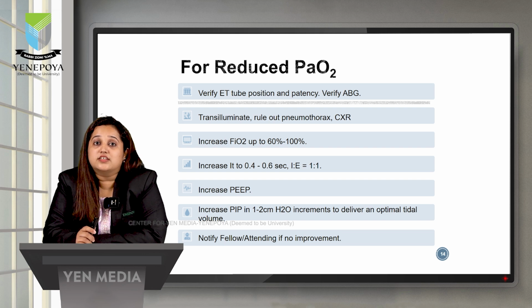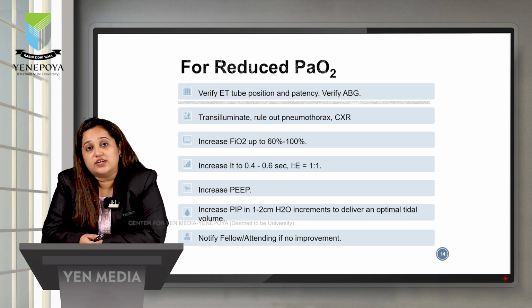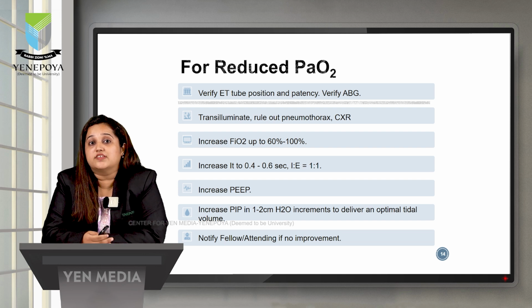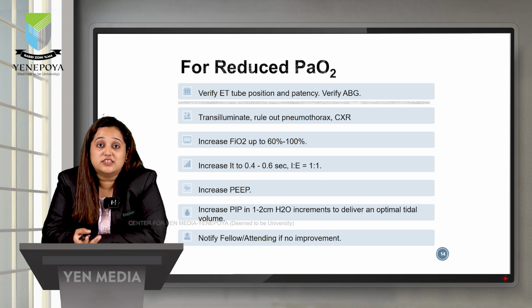So these are certain things you can follow, and apart from this, always notify the fellow or attending if there are no changes even after all these manipulations. You will have to look at the other causes of poor oxygenation. Maybe it is a shunting issue, maybe the baby is anemic. So if you look at all these possibilities, you can definitely tailor the approach as per the condition.